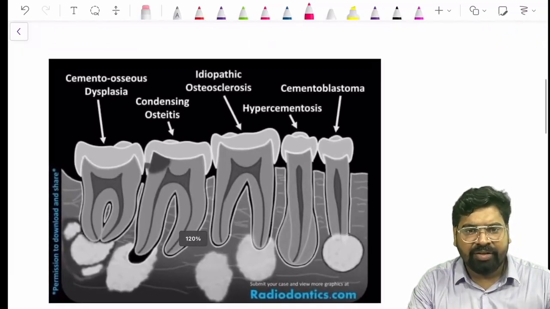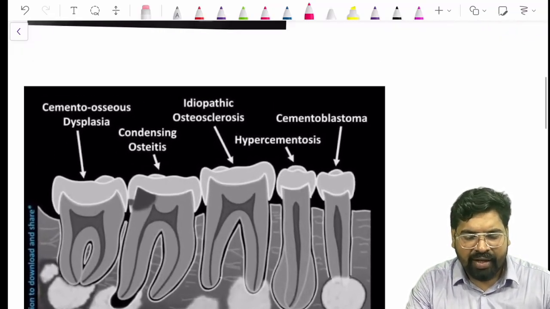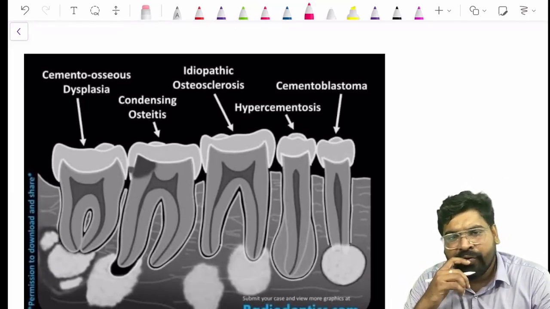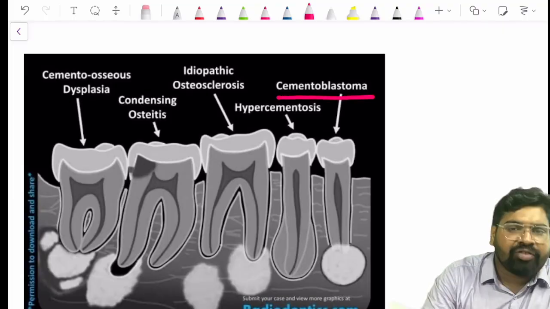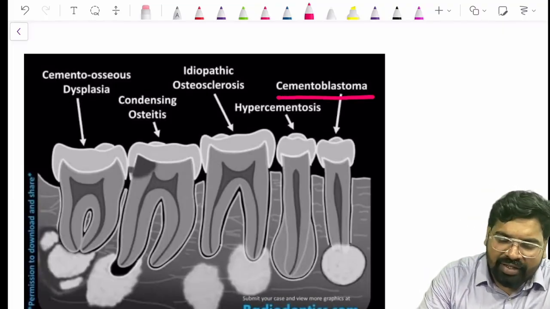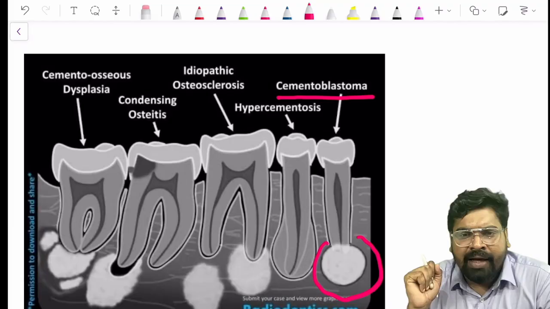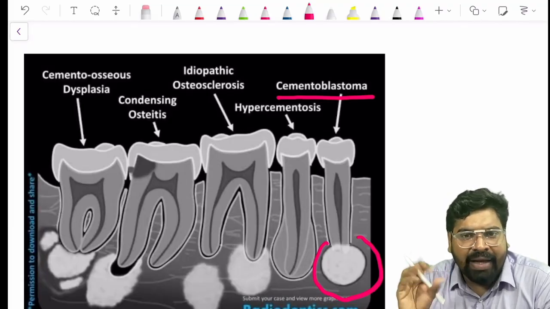So there is this picture. You can use this picture to differentiate many lesions. Here you see cementoblastoma. In cementoblastoma, you can see that the radio opacity is attached to the tooth root, and it is surrounded by a radiolucent rim, and you cannot see the root apex.